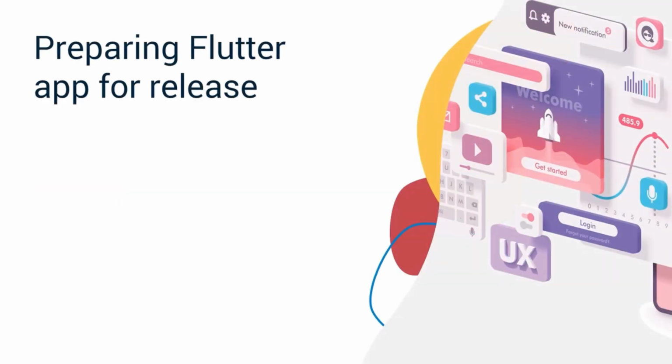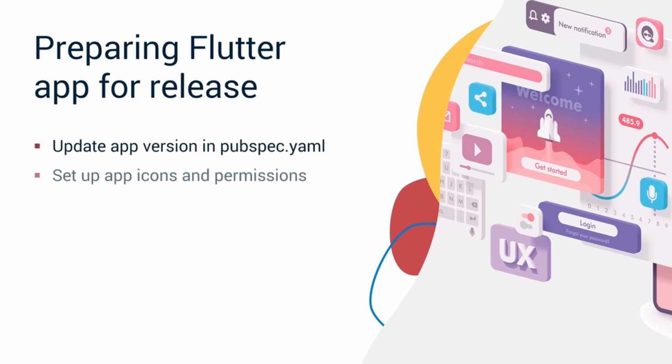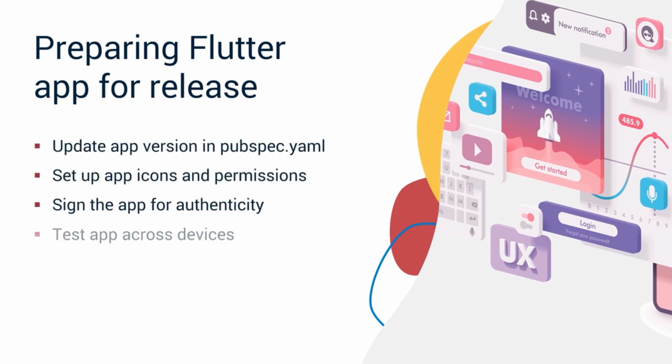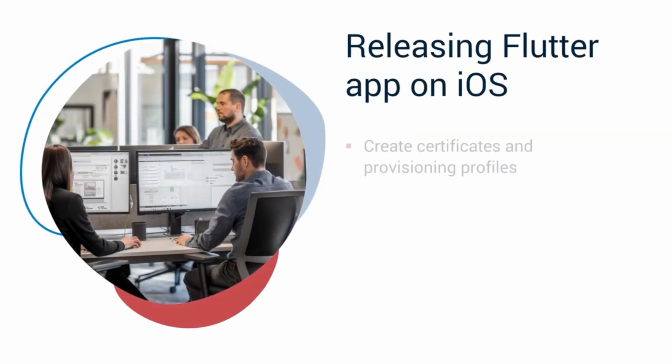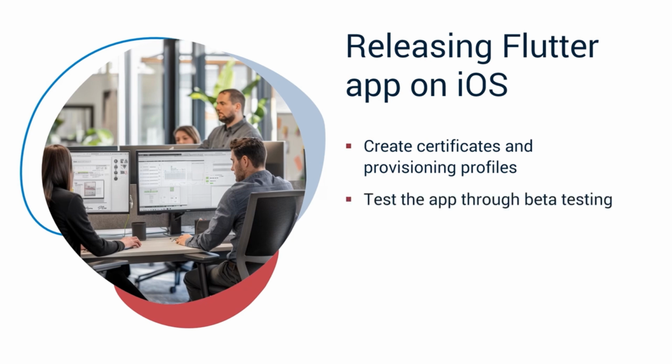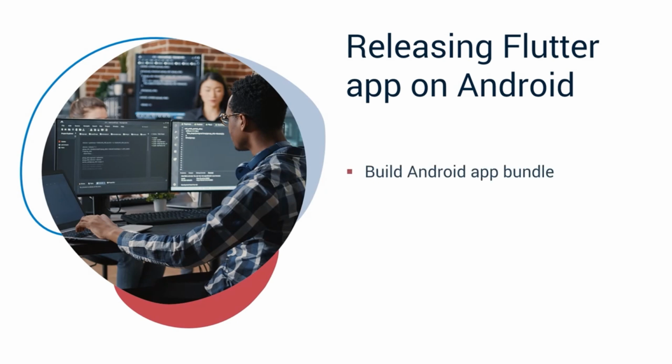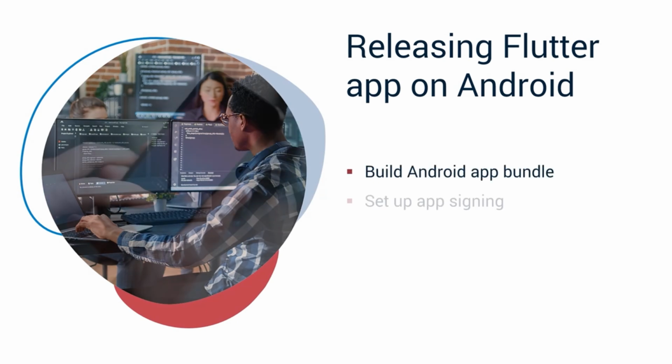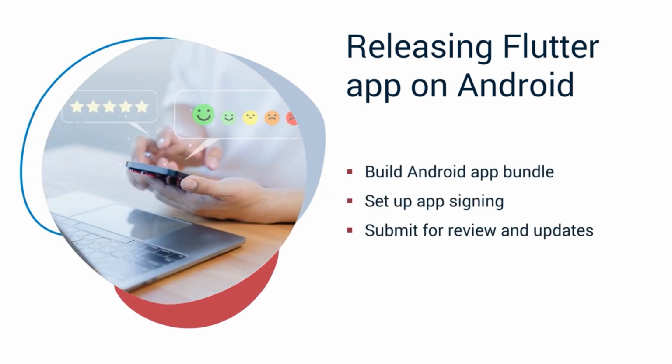After publishing your app, focus on preparing for release. Update the app version, set up icons, sign the app, and test it across devices before submission. For iOS, create certificates and provisioning profiles. Test your app through beta testing to gather feedback before releasing it. For Android, build the app bundle, set up app signing, and submit your app for review.